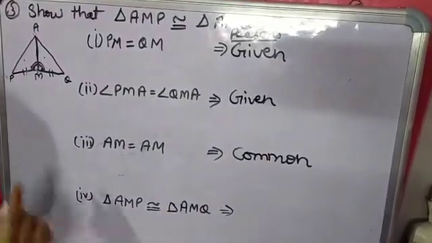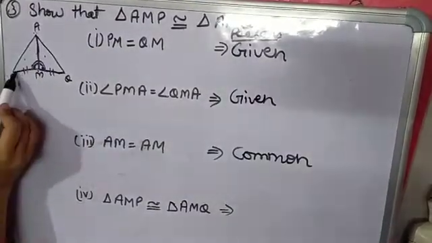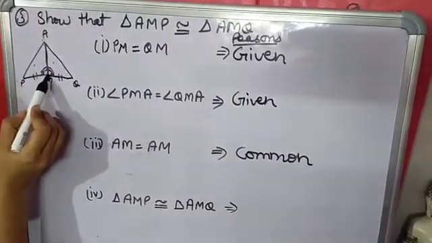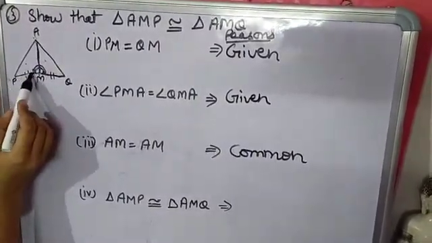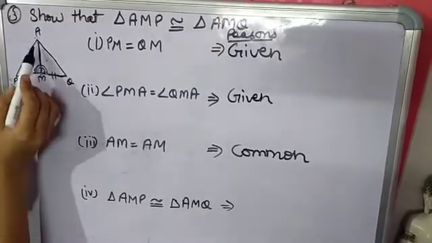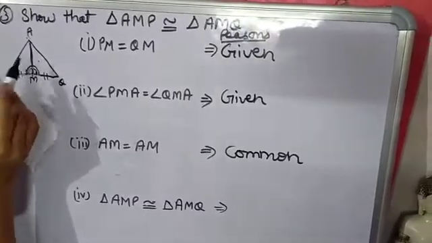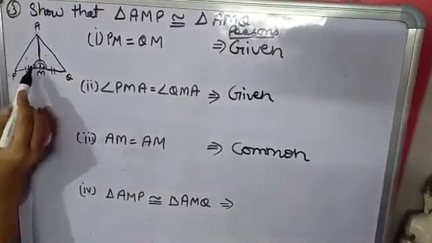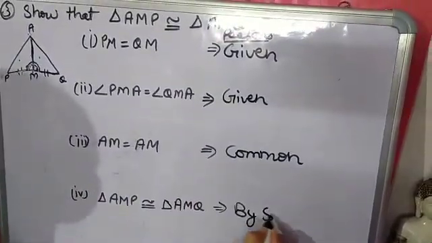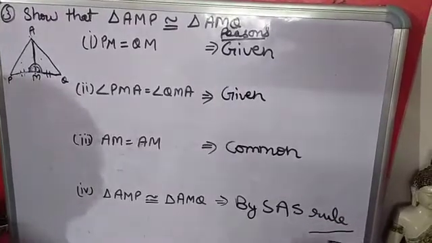Now triangles AMP and AMQ, why are they congruent? By which rule? देखो, side, angle, then side. Side, ये side इस side के equal है. This angle is equal to this angle, and this side is common. It is coming in between in both triangles. So side, angle, side: by SAS rule, it is congruent.